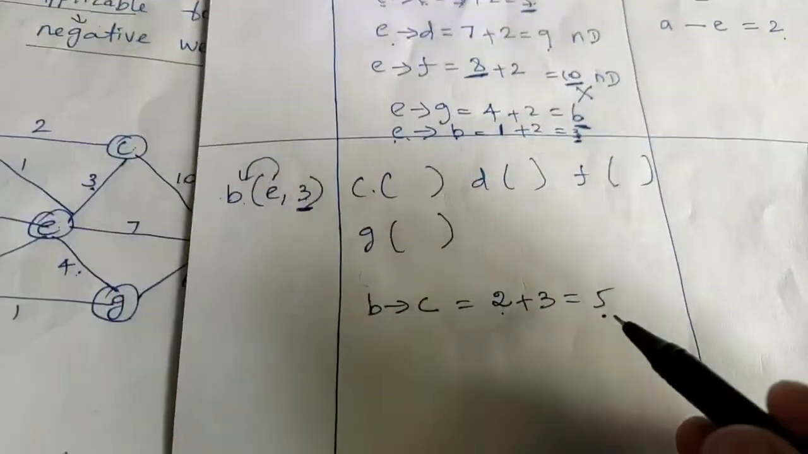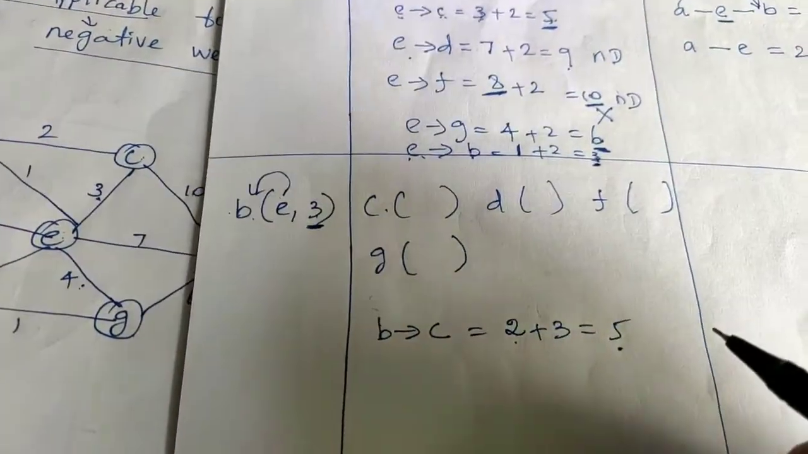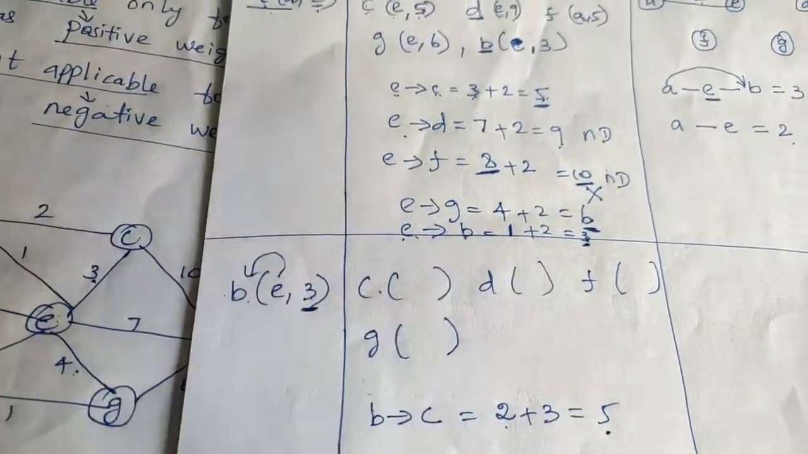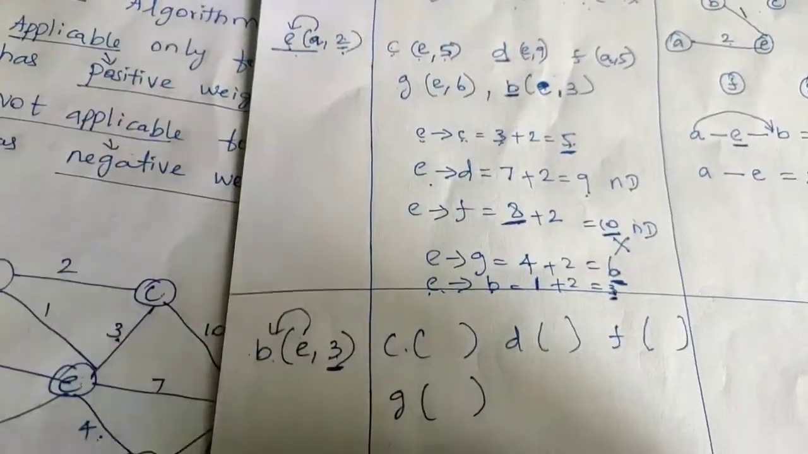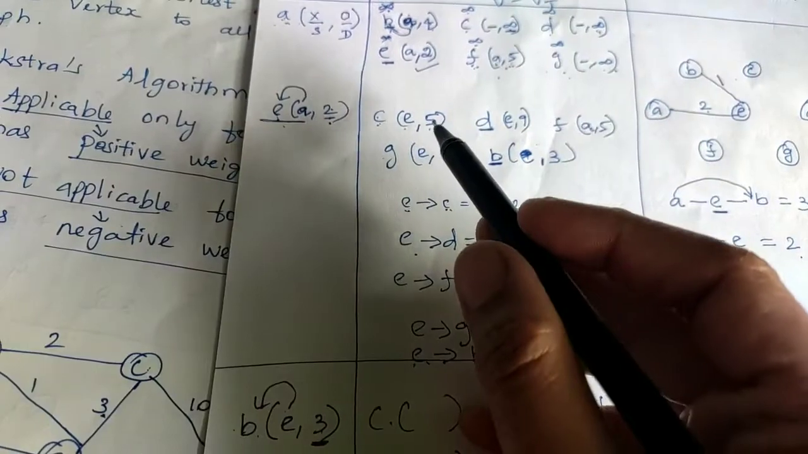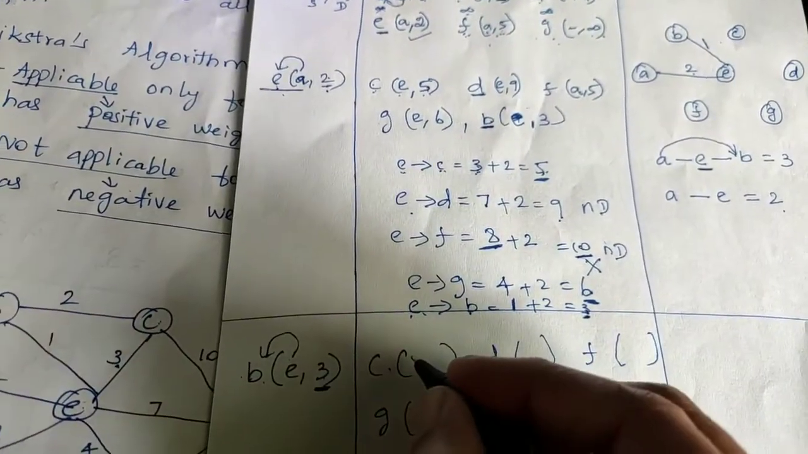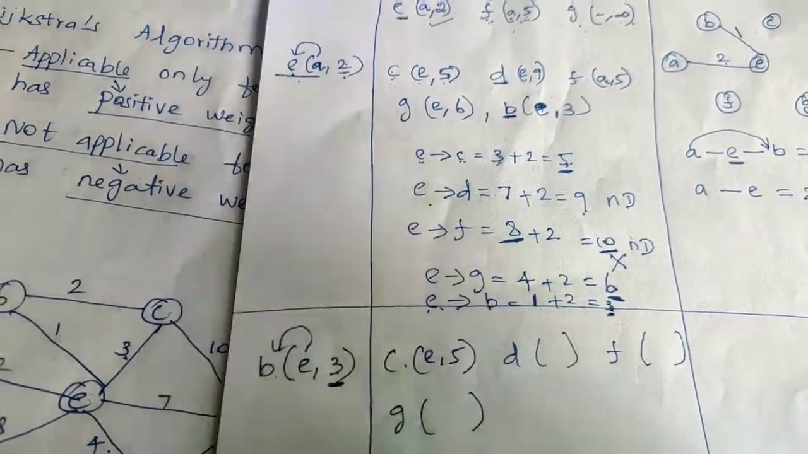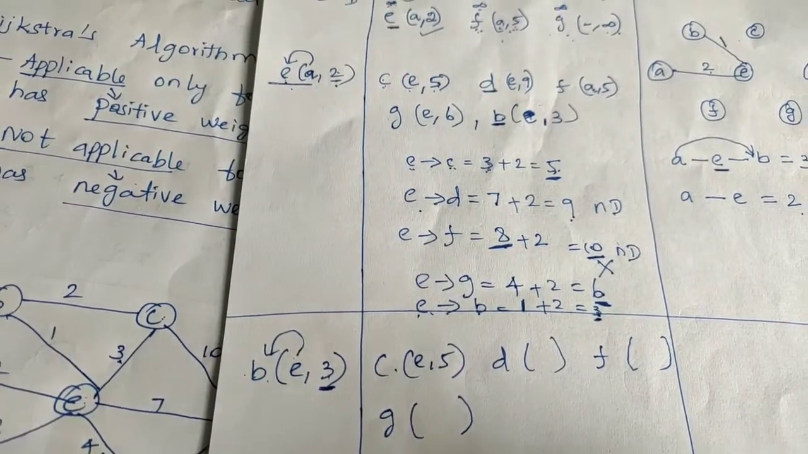If it is greater or if it is equal, you should not do any changes to your distance. Since this and this are equal, I'm just writing the previous distance as it is.